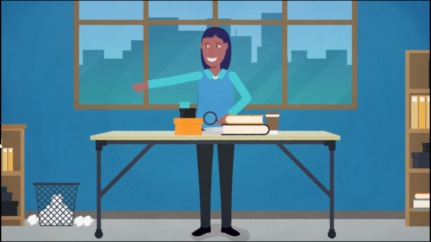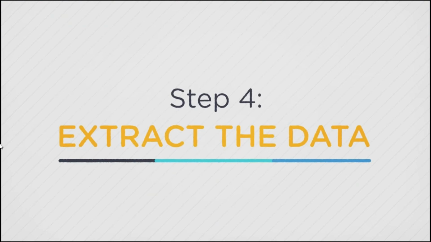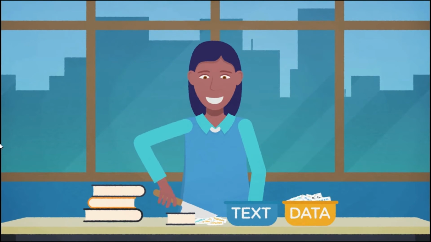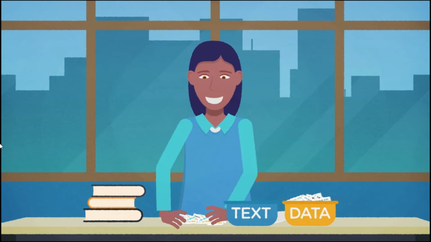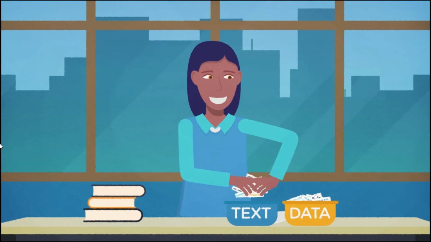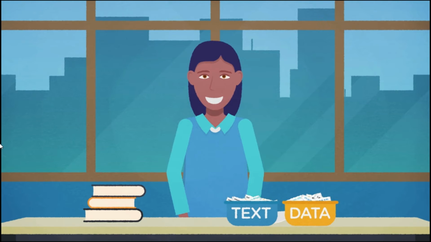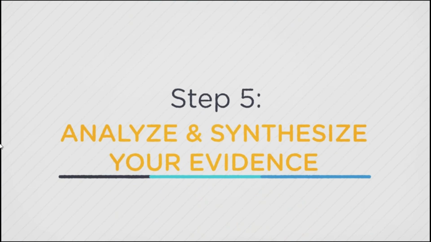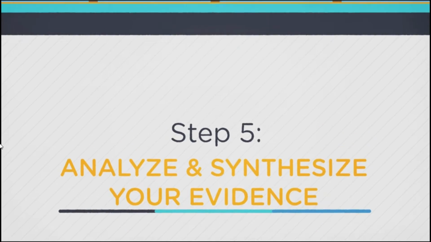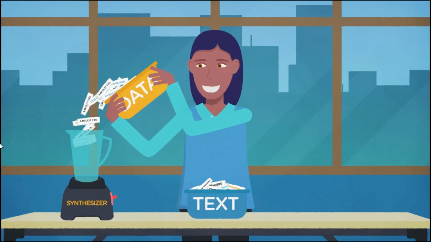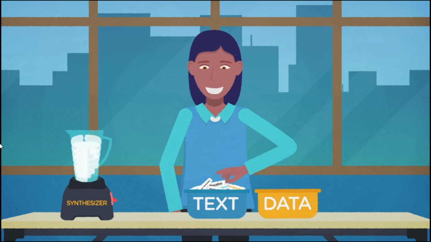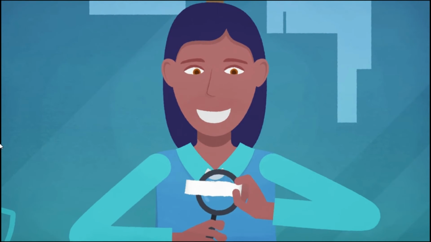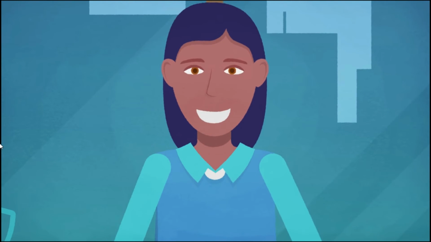Once you've sifted through all your evidence, it's time for step 4, extract the data. Take the evidence that's left and pull out the information that will help you answer your question. Once the data have been extracted, you will need to carefully combine and analyze what you found. This is step 5. Analyze and synthesize your evidence. If you're conducting a meta-analysis, this is where you'll use statistical tools to combine your data. You'll also look at your studies to evaluate the quality of the research and check for bias.